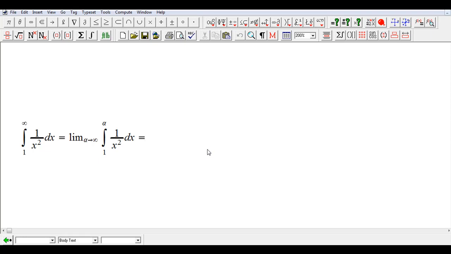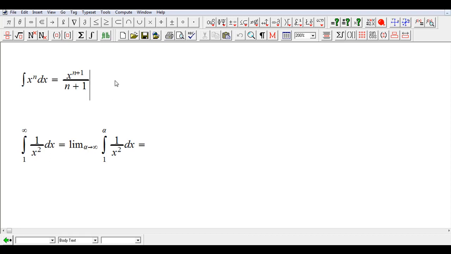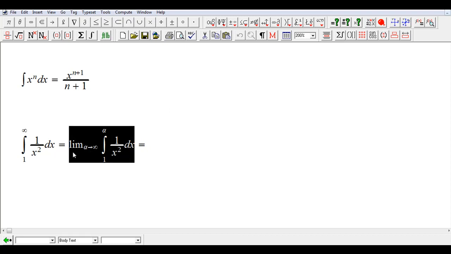Now we are recalling that the integral of x to the n dx is x to the n plus 1 over n plus 1, as long as n is not negative 1. If n is negative 1, it's 1 over x, and what do we write? It becomes the natural log, ln x. Very good. Thank you, Kathy.